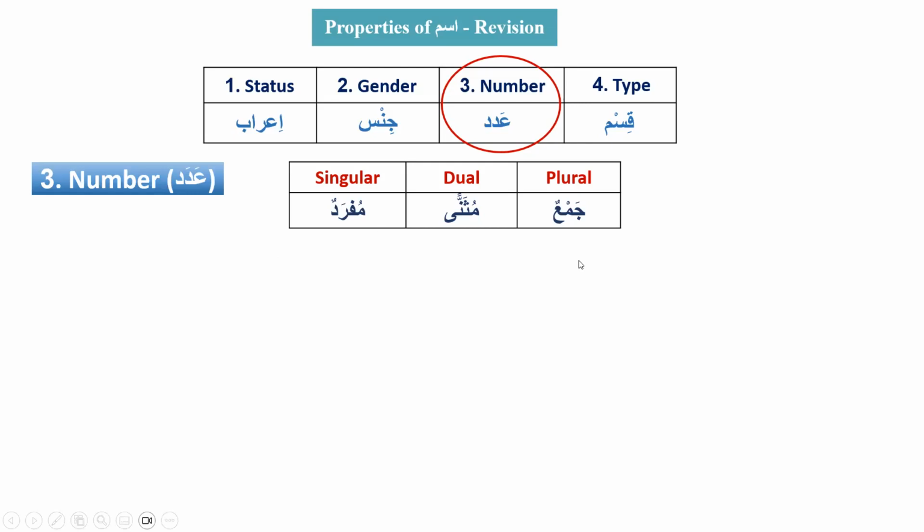So when we say plural, it means how many? Three or more. All right, good. Thank you, Daniel. So when we say plural, while we are talking about Arabic words, it means three or more. It does not include two, because for two, we have a separate category called dual or musanna. So that's all about the three types of number. An ism could be singular, dual or plural.